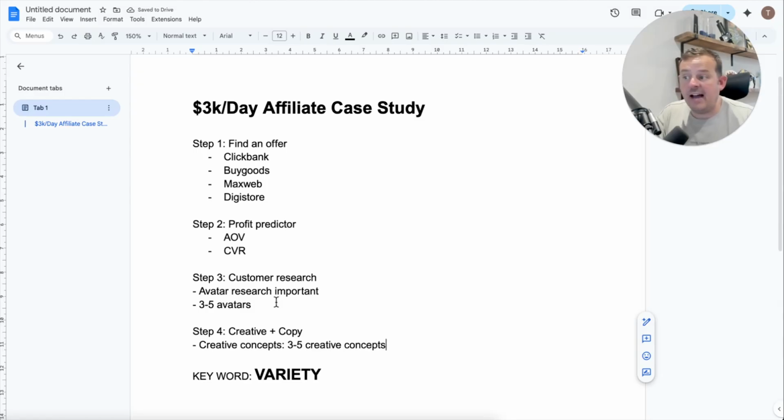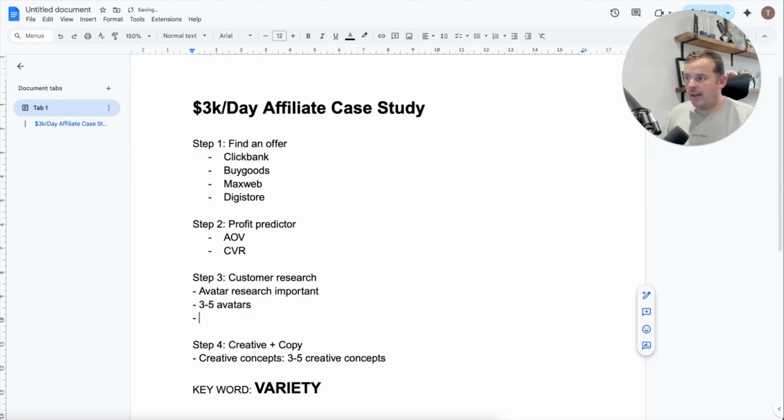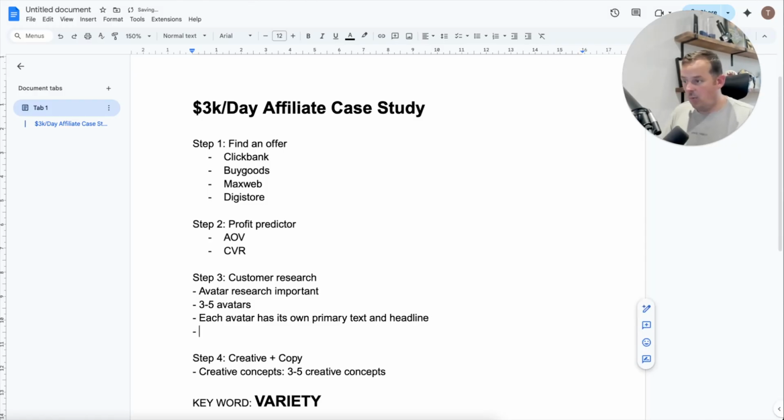Now, when we go back to the avatars, each avatar has its own variation of copy, right? So primary text and headline. Each avatar has its own primary text and headline. So in this scenario, we would have 3 to 5 primary texts plus headlines because we'd have 1 for each of the avatars. If we were testing 3 avatars, we would have a total of 3 primary texts and 3 headlines, right? And obviously that primary text and headline would run for that specific avatar.